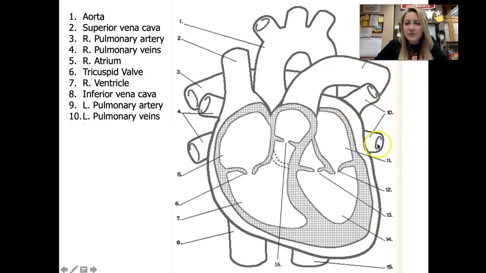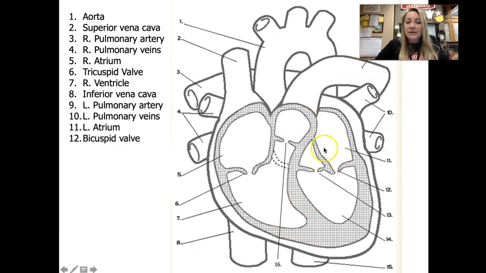Working our way down with number 10. After the blood has been at the lungs, it has to come back. And so these are your left pulmonary veins. Again, pulmonary is referring to lungs. And then that dumps into here, which is your left atrium. Again, atrium is any time that the blood is entering the heart from somewhere else.